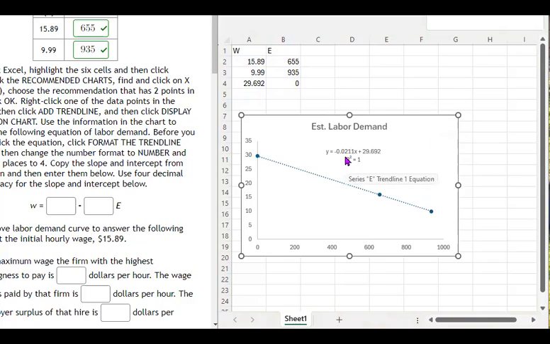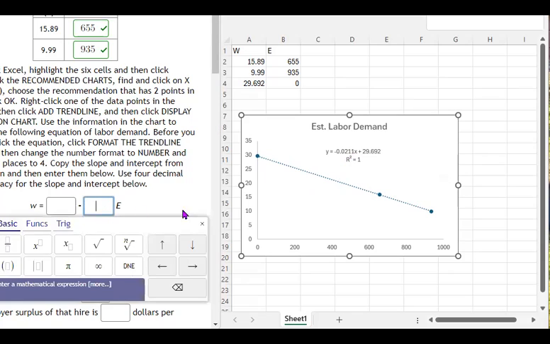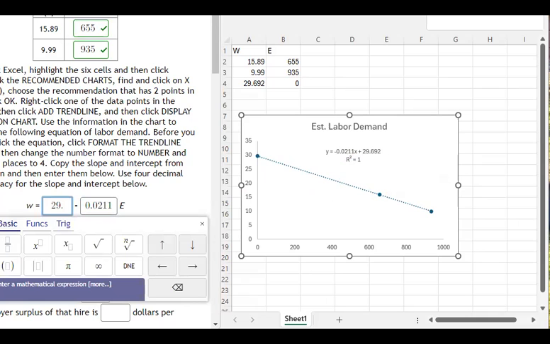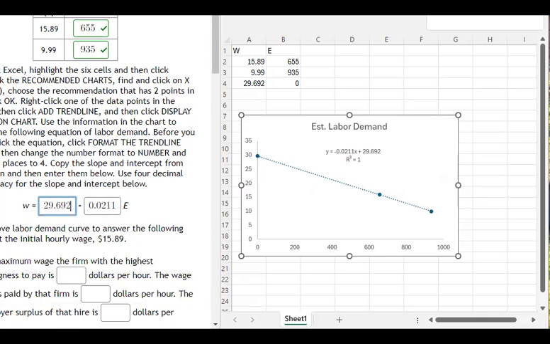Okay, so the equation is exactly the same as it was, right? Adding this point doesn't change the equation because all three of these points are on this line, right? Okay, so the slope is the thing that's to the left of X, right? I don't need the negative sign because that's negative right there, right? So I'm just going to type 0.0211. Again, I don't need the negative because it's negative there, right? And then I got 29.692, right?